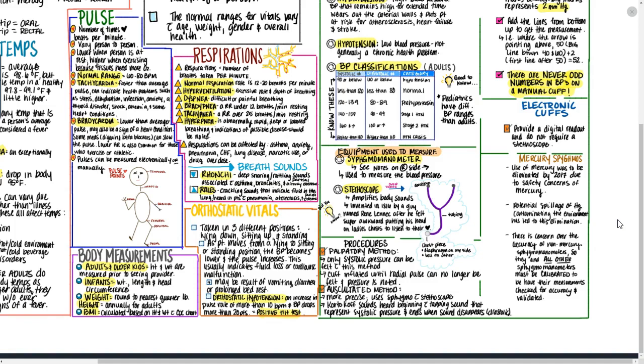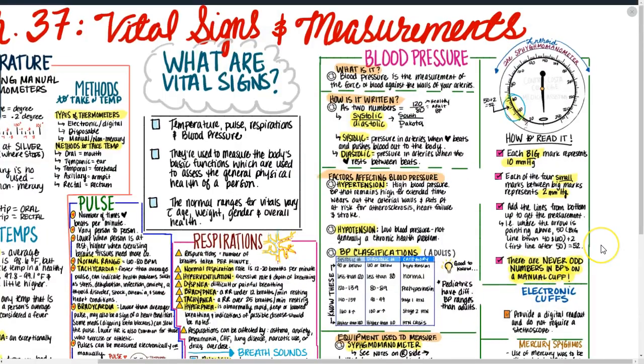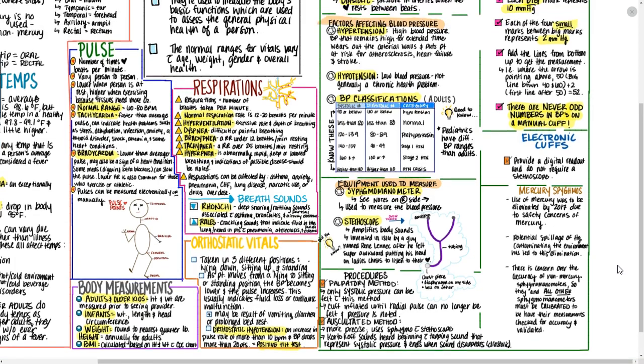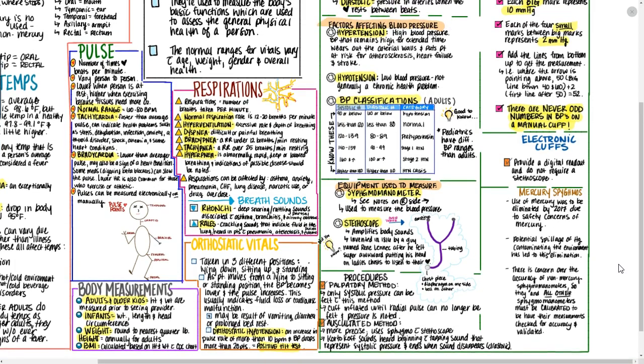And, oh, you know what? Let me back up just a moment. I do want to say something about this little procedures part down here, the auscultative method. When you are taking an auscultated blood pressure, a couple of things here. When you put the cuff on, you want to make sure that the cuff is pointed with the arrow.